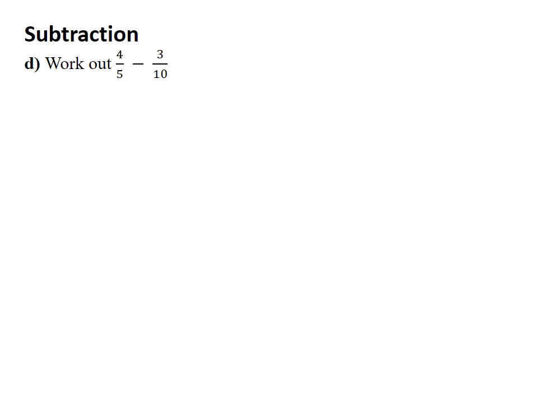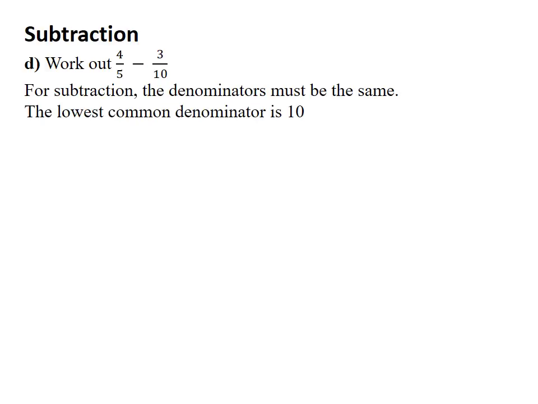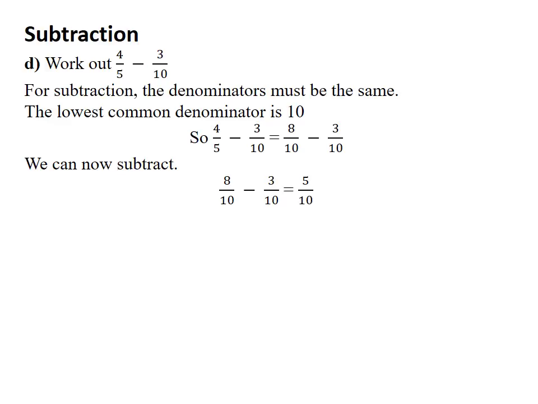Subtraction works in the same way. We've got to make the denominators the same. So in this example, we've got 4/5 take away 3/10. We've got to make them both into tenths, because 10 is the lowest common denominator. And to do that, the 4/5 becomes 8/10, and the 3/10 remains as 3/10. So it's 8/10, take away 3/10, which just leaves us with 5/10.